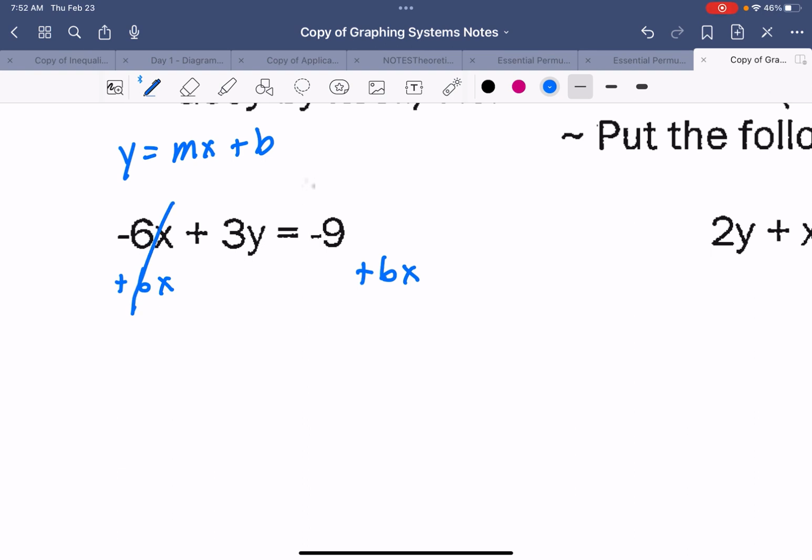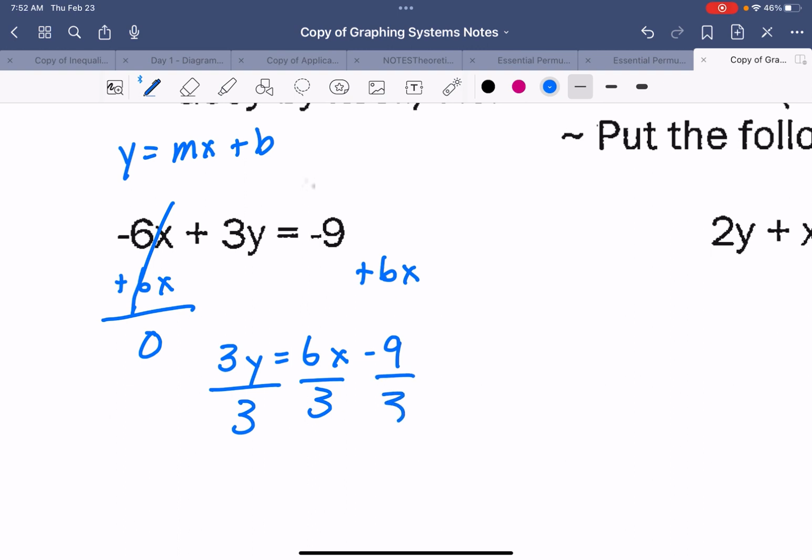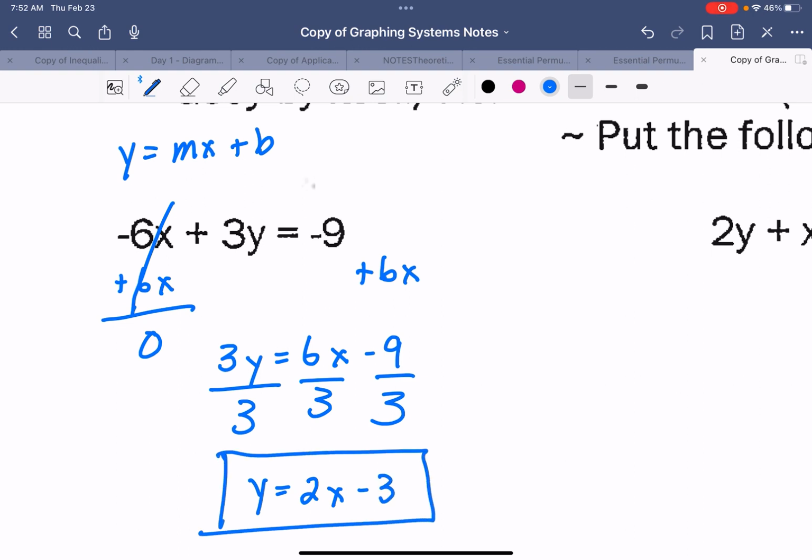So these go away. Notice here, I am also subtracting or adding the x as well because I want them to equal 0. So I've got 0 here. Now I have 3y is equal to, put your 6x first, 6x minus 9, okay? So let's see. Then what you're going to do is you're going to divide by 3 on both sides. And you're left with y equals 2x minus 3. Now you have your equation in slope-intercept form.